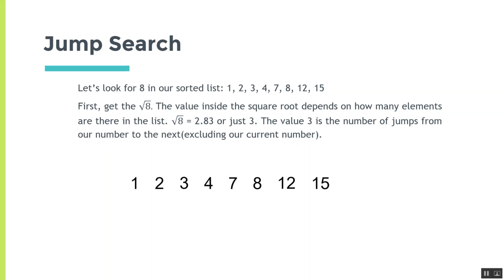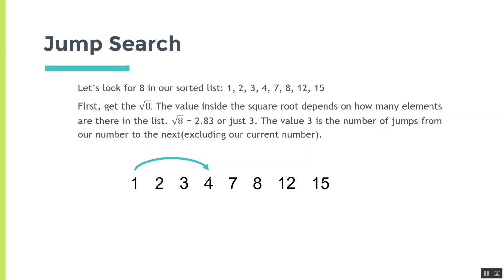So here's how it goes. We will start on the leftmost side or the lowest value on our list. So that's 1. Remember that we need to find 8 in our list. Okay? So here, from 1, we will check. Is 8 equal to 1? So it's not equal to 1. So we will jump from our current value to the right 3 numbers, excluding our number. Okay, so excluding our number, so 1, 2, 3.